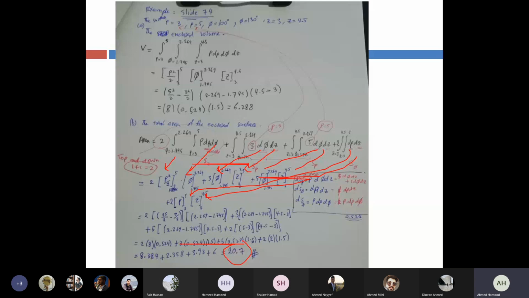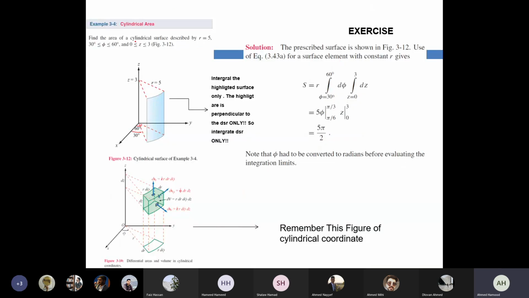Okay, so let's move to this example. This example is an easy example. We have to find the area of a cylindrical surface where r is equal to 5, and the angle is between 30 and 60, and z is from 0 to 3. So the integration part is this one, r d phi dz.